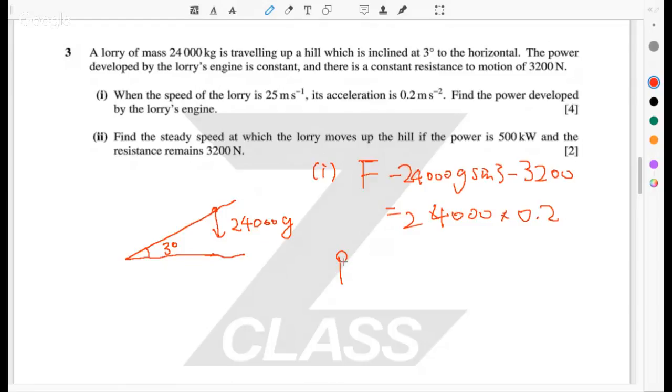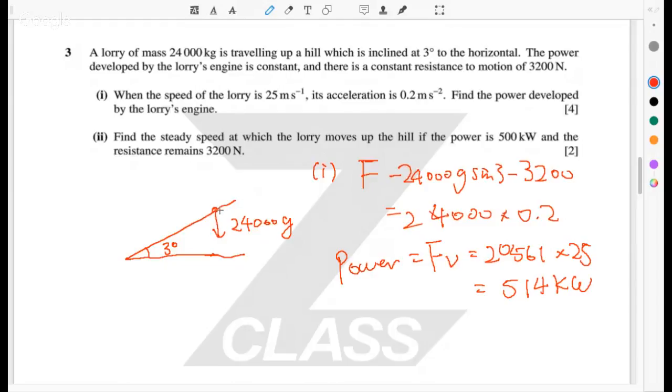And power is equal to F times V. And as we work out from the last question, it will be 20,561 times 25. And that will give you 514 kilowatts. And just to note here, F is the driving force.